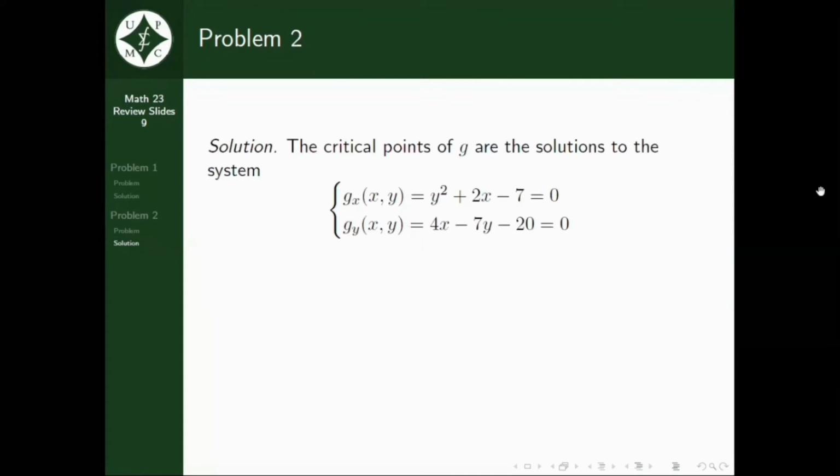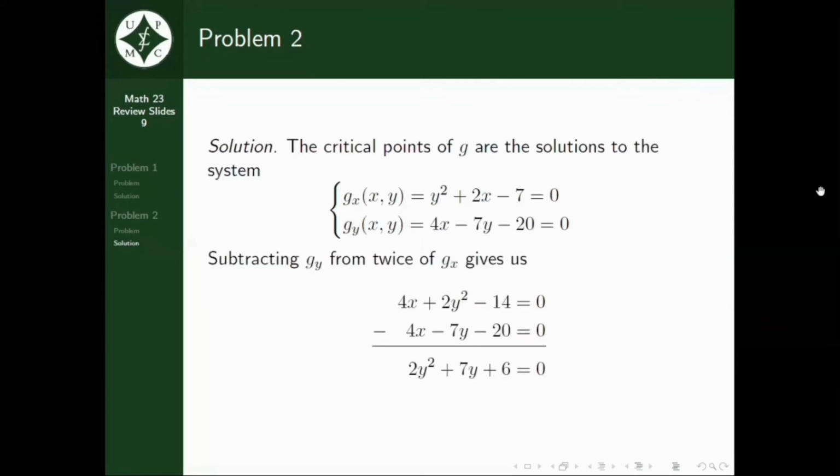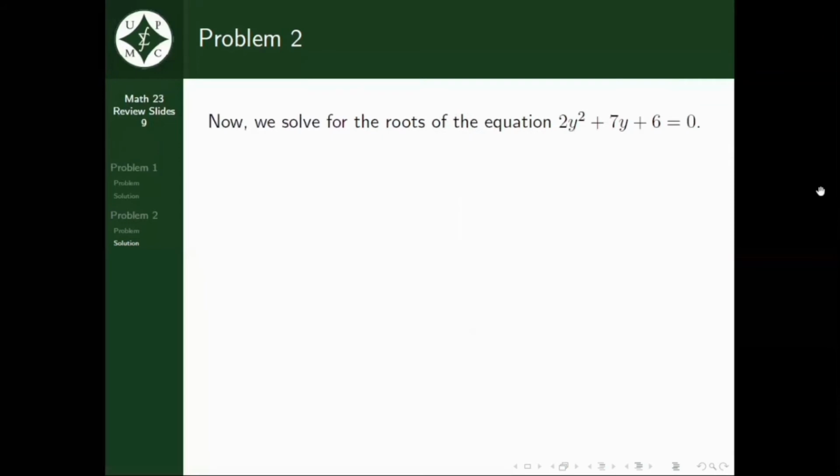Now, solving that, what we can do is subtract g sub y from twice g sub x. And this gives us 2y squared plus 7y plus 6 is equal to 0. So, let's now solve for the roots of the new equation. From there, we factor 2y squared plus 7y plus 6, so we will be getting this expression.